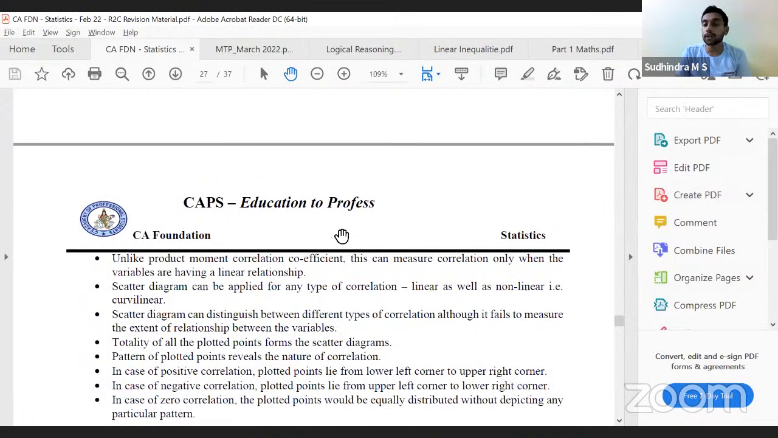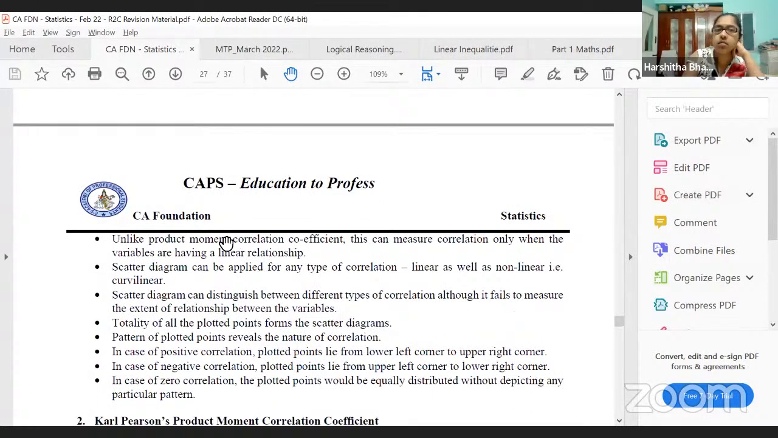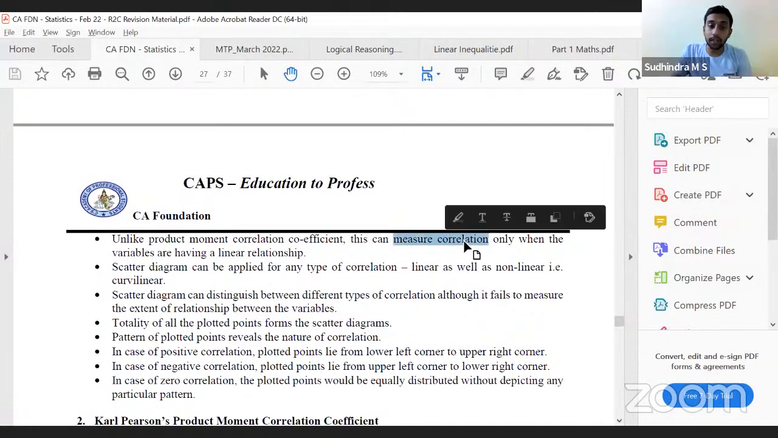What are we doing? We are plotting all the values in a graph. Based on the patterns that arise in the graphical representation, we will determine whether there is a correlation or not. In this measure, we are only identifying the relationship, not measuring it.